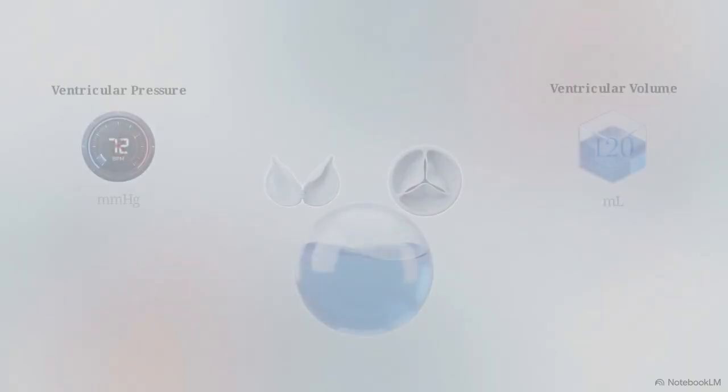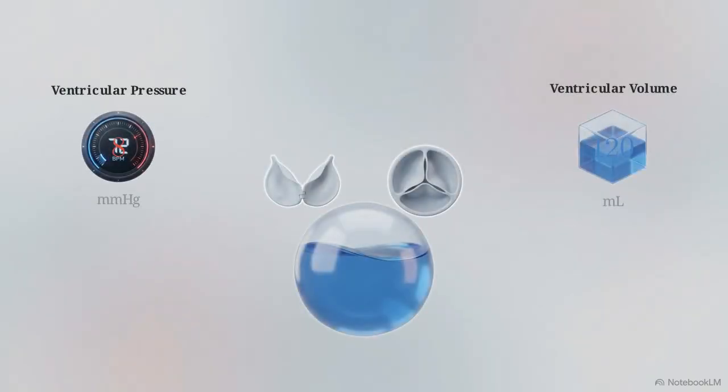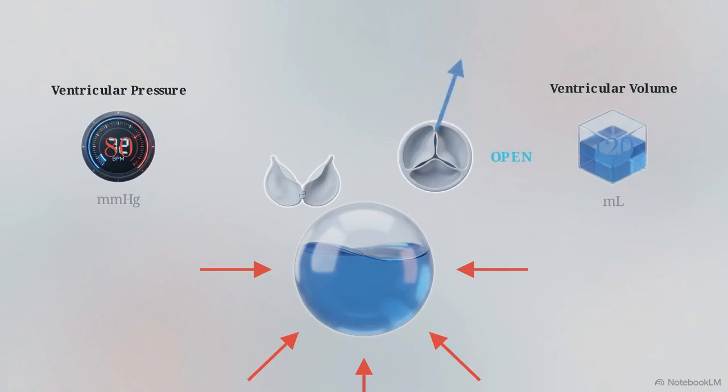This initiates isovolumetric contraction. Because the aortic valve is not yet open and the mitral valve is closed, the ventricle is a sealed chamber. As the walls squeeze the fluid, the internal pressure spikes from 8 to 80 millimeters of mercury, but because the chamber is locked, the volume cannot change. This phase ends only when ventricular pressure defeats the pressure in the aorta. This bursts the aortic valve open, entering the ventricular ejection phase.